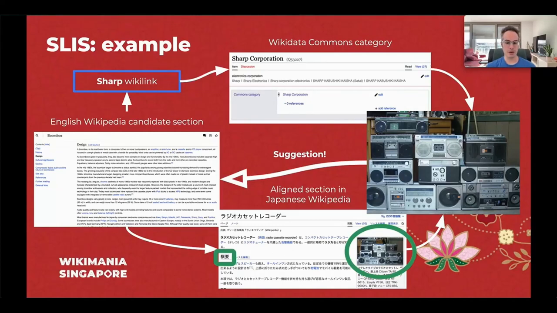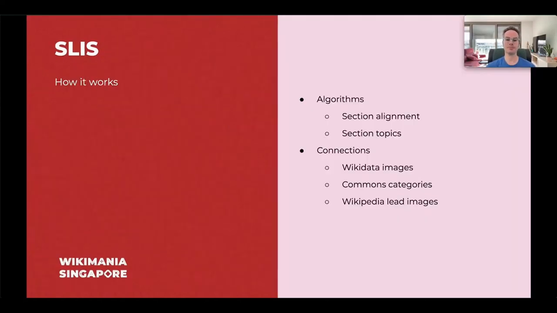Moreover, it turns out that the equivalent article section in the Japanese Wikipedia also contains the same image. Great! It's an intersection of signals, and this suggestion looks like a very relevant one then. And so we send it to the initial candidate section.